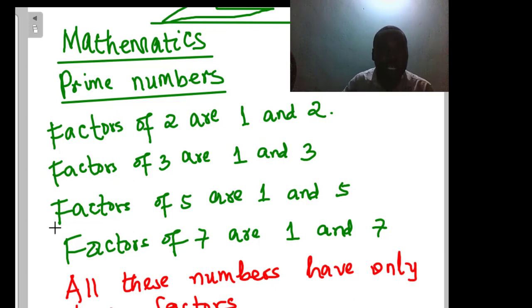All of them have only two factors. Are you seeing that? Factors of 2 are 1 and 2. Factors of 3 are 1 and 3. Factors of 5 are 1 and 5. Factors of 7 are 1 and 7. Now, that is not all. There are plenty of these numbers that have this property.